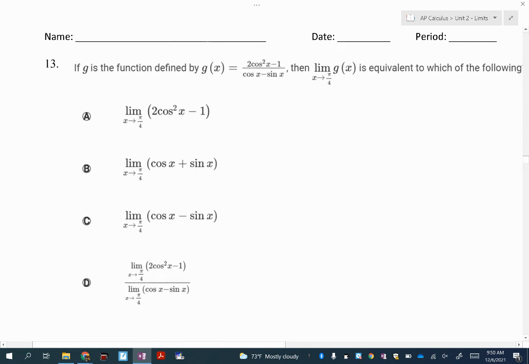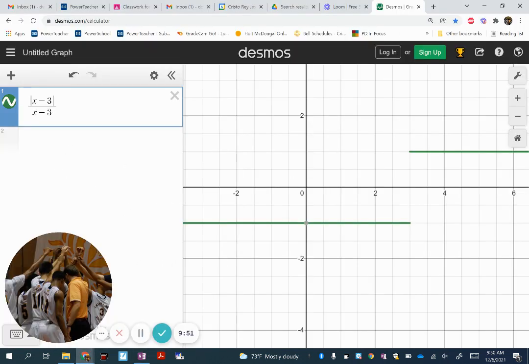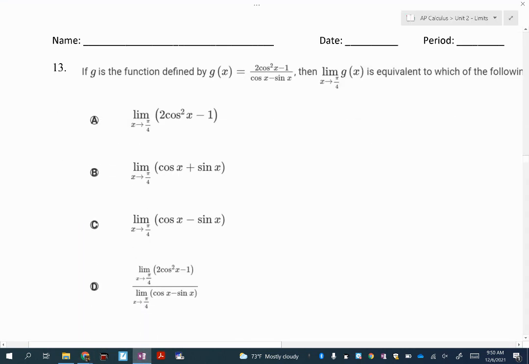Okay, 13. Now I guess I should say before I move on, if I was approaching 3 from the right, that'd be approaching a y value of +1. And if it said, what's the limit of this function as x approaches 3, because those don't link up, it would be does not exist.